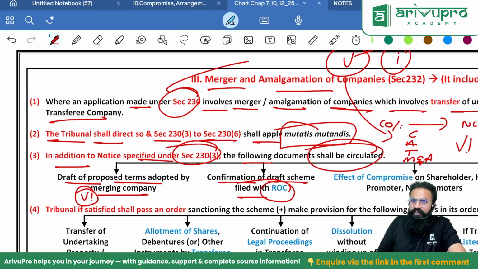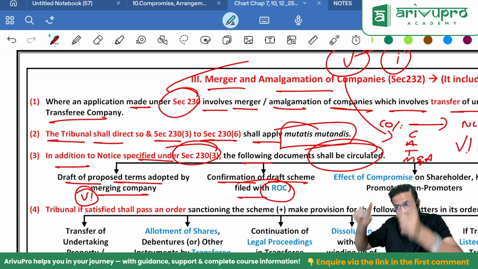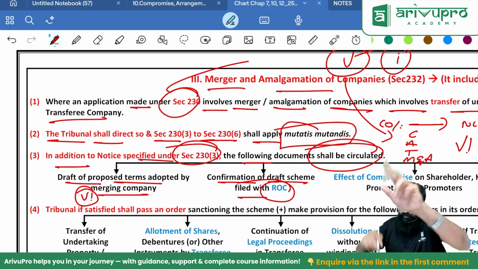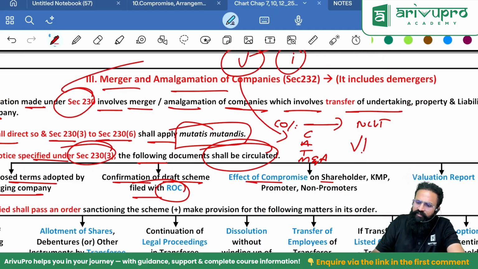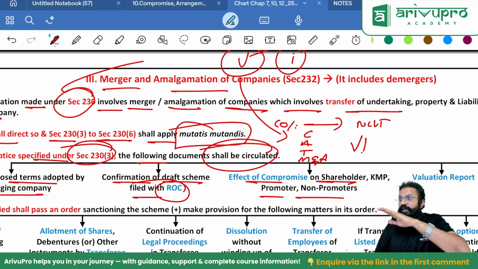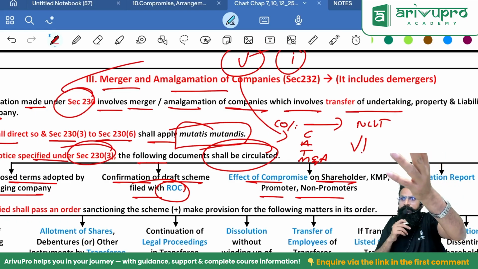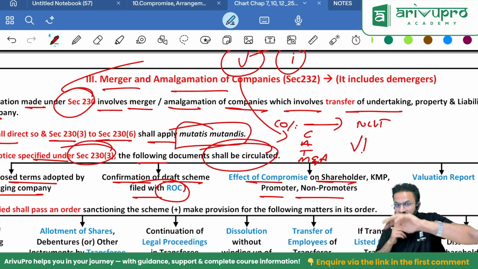Before you do any of the scheme, you have to first tell that the scheme is first approved by ROC. Get ROC's approval first. Effect of compromise on shareholders, KMP, promoter and non-promoter. Whatever this particular merger is going to happen, what will be the effect on your directors, promoters, KMP? Are they getting benefited? Or what will happen to them?